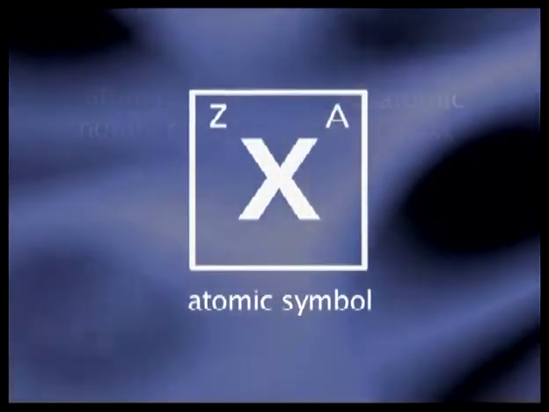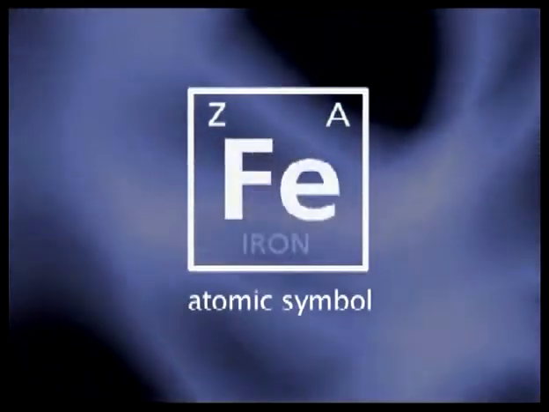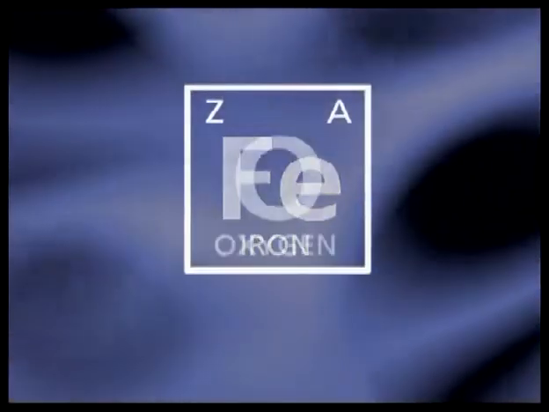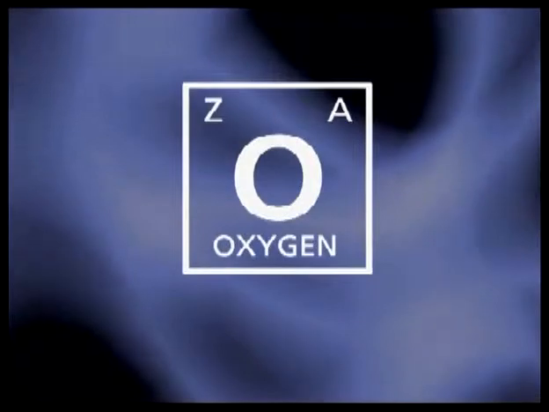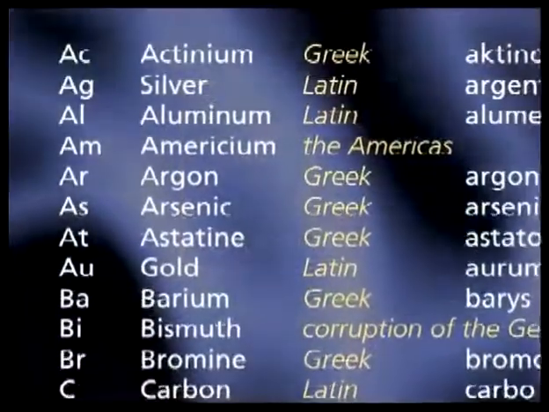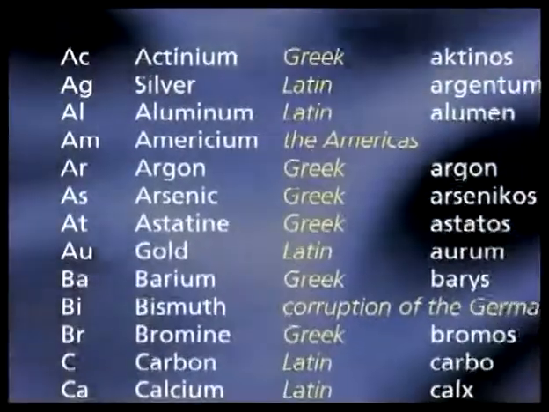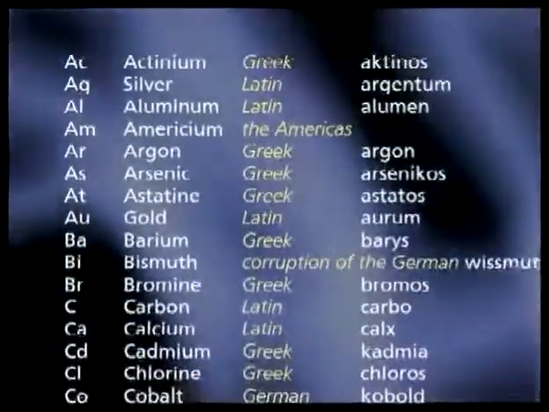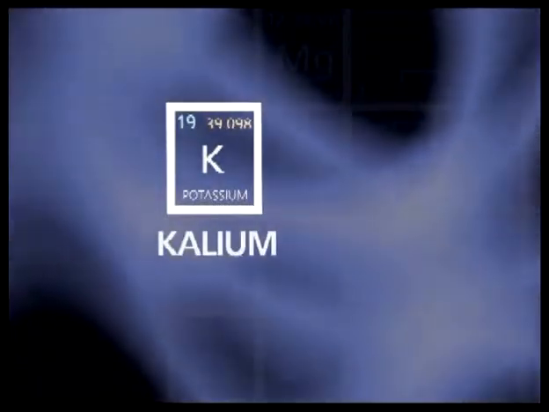The atomic symbol is one or two letters used to represent the element. For example, the element oxygen is represented with an O. These symbols are used throughout the world, and many are derived from the Latin or Greek name of the element. For example, the element potassium is represented by the atomic symbol K, from the Latin word kalium.